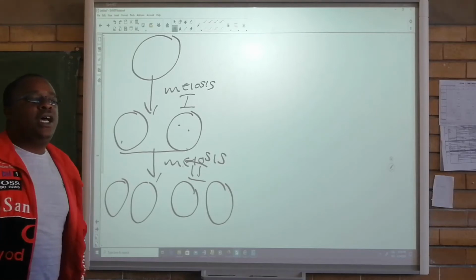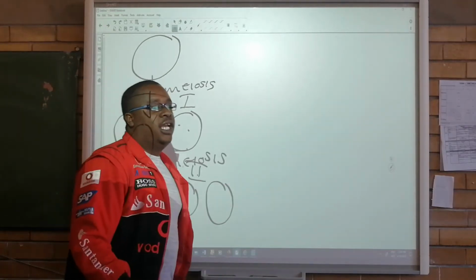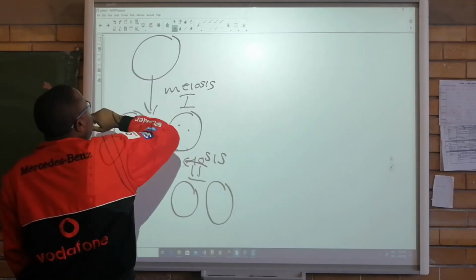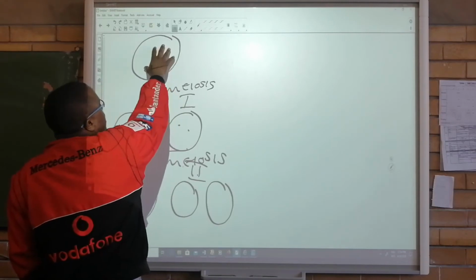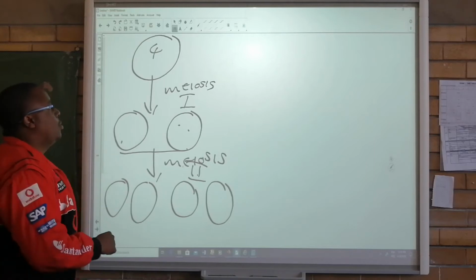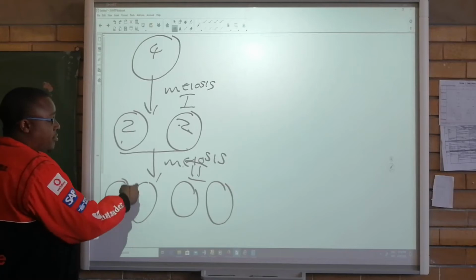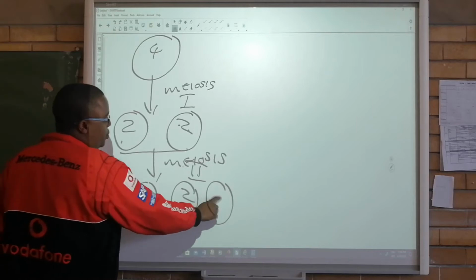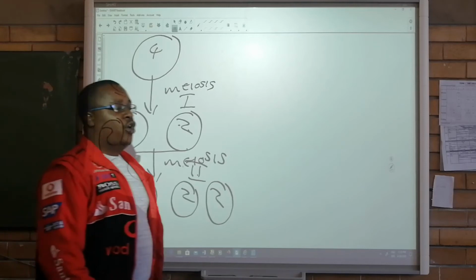Remember, we used to talk about how each cell goes from diploid to haploid. So basically, if you start with 4 chromosomes, by the end of meiosis 1, there will be 2 in there, 2 in there. And then again, by the end of meiosis 2, you are also going to have what? 2, 2, 2, 2. Right. Walk with me.